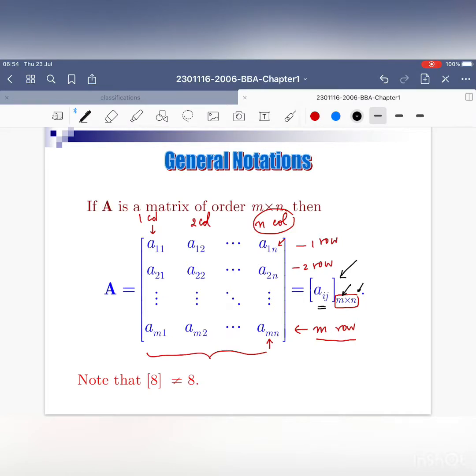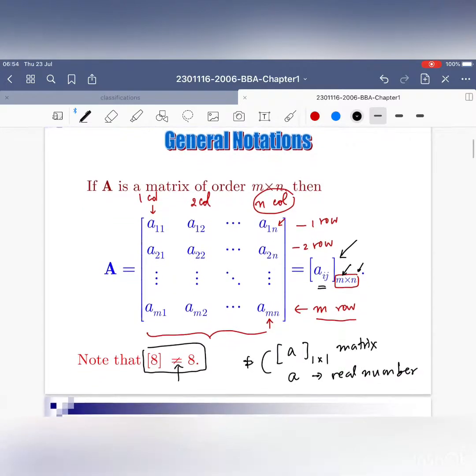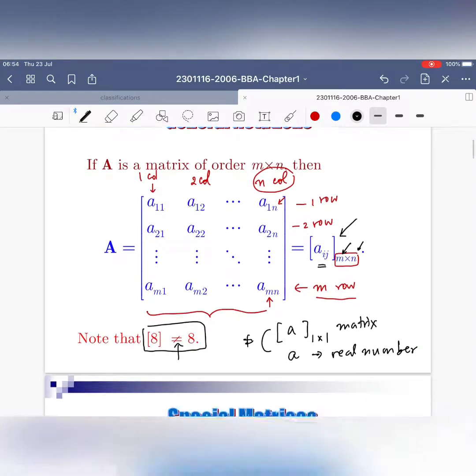Don't forget that if we have only one row and one column, a matrix of a single element, this is still a matrix. But if you just write down a, it is a real number. They are different and not the same. So the matrix (8) and the number 8 are really not the same. They are different objects.